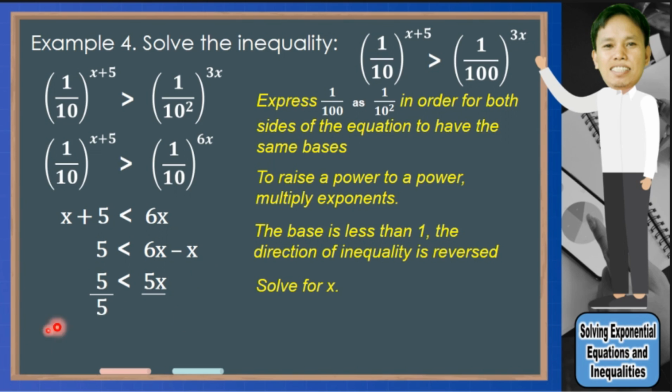Then we have to divide both sides by 5. 5 divided by 5, 1 is less than x. So the solution for the inequality is 1 is less than x, or x is greater than 1.